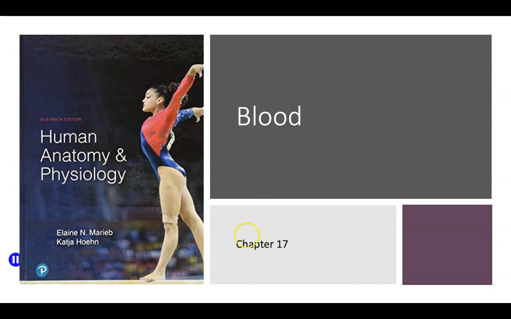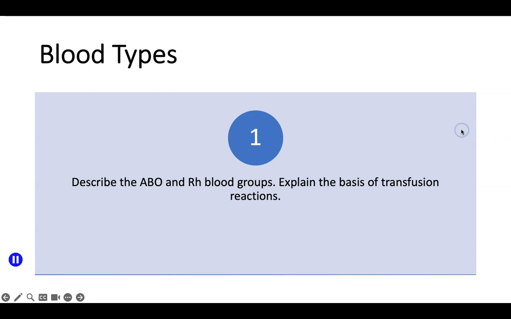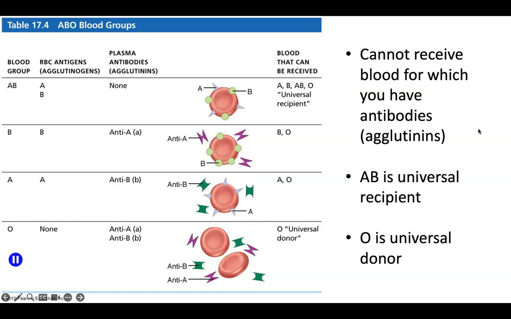In this video, I'll review information from Chapter 17 of Human Anatomy and Physiology, 11th edition. This chapter focuses on the blood. In particular, we'll look at the different blood types and think about the role of those blood types in transfusions. Let's start by looking at the ABO blood groups.